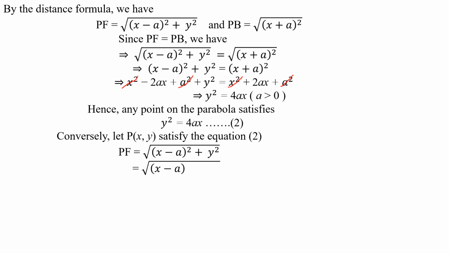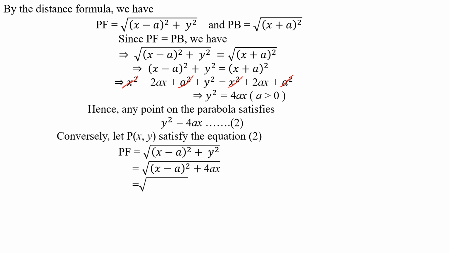So (x minus a) whole square plus y square, which here is 4ax, from equation 2 we get plus 4ax. Understood this step, my children? In the place of y square we used 4ax from the result, equation 2.